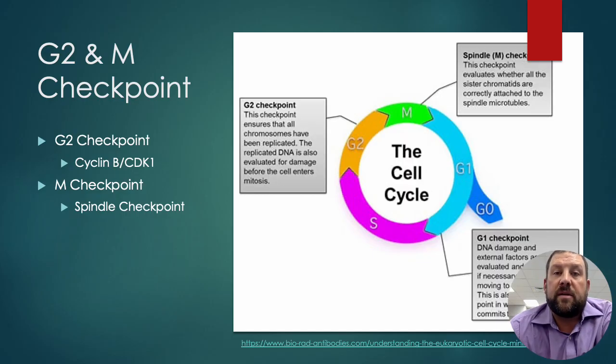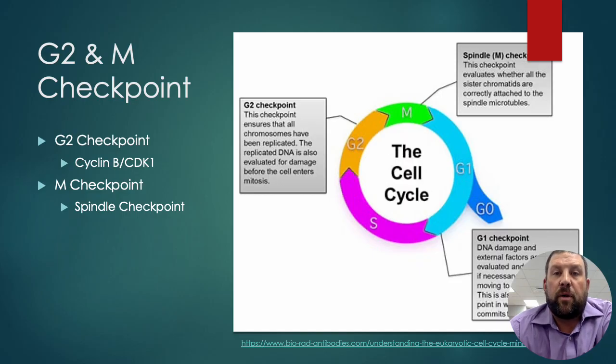Once the cell enters mitosis, another control system kicks in, the M checkpoint, also known as the spindle checkpoint. This checkpoint ensures that every chromosome is correctly attached to the mitotic spindle before the cell moves into anaphase. The spindle fibers must attach properly to each chromosome's centromere so that when they are pulled apart, each daughter cell receives a complete set of genetic material.